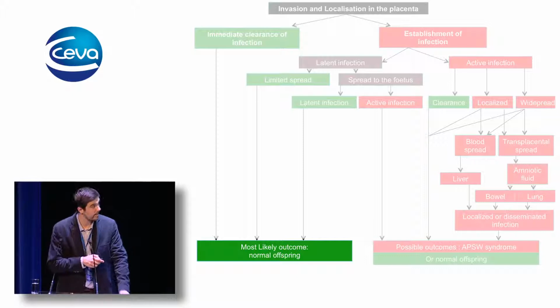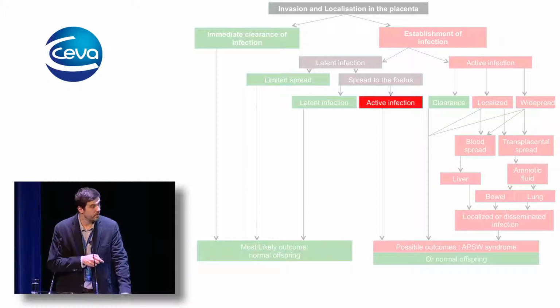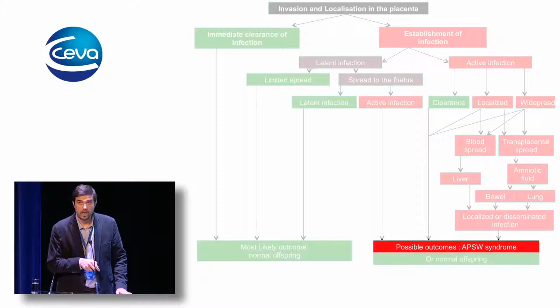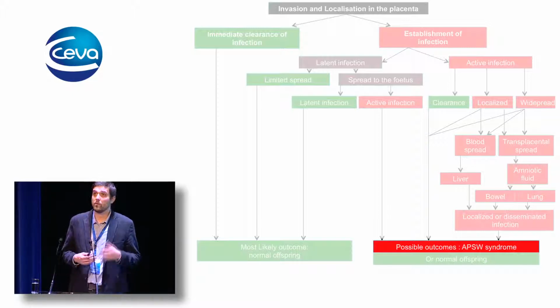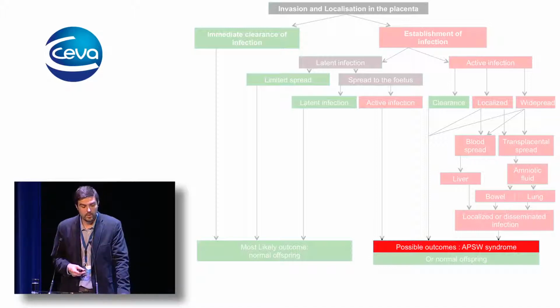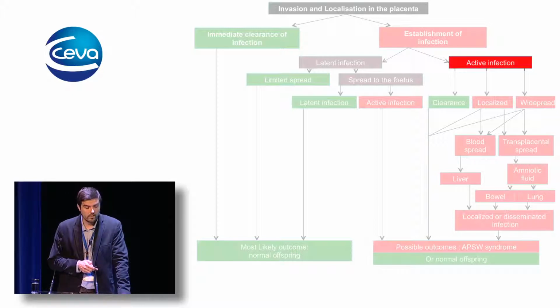So it means that in a lot of situations, the infection of a pregnant animal could lead to a normal delivery. But if we have an active infection, for sure we can have a normal offspring, but at that time we can have as a possible outcome either an abortion, a premature delivery, stillbirth, or weak calf syndrome, okay? The same if from the beginning we have an active infection.